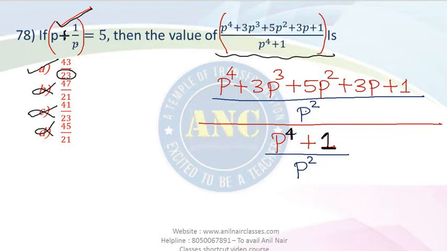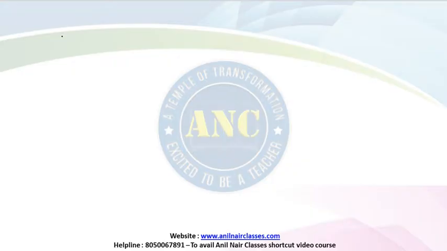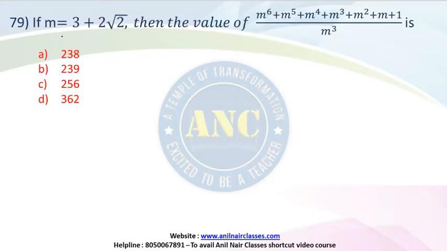P plus 1 by P is what you are given in this question. See the next question, question number 79. It is a similar kind of question, but in this question they are not giving you the m plus 1 by m value. They are only giving you the m value. The m value is 3 plus 2 root 2.